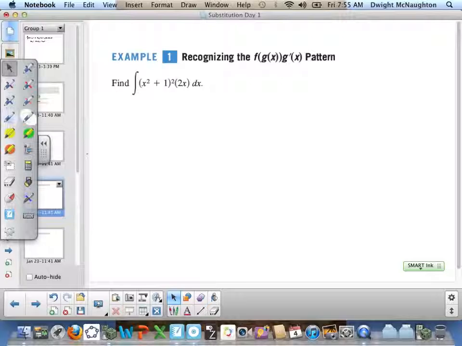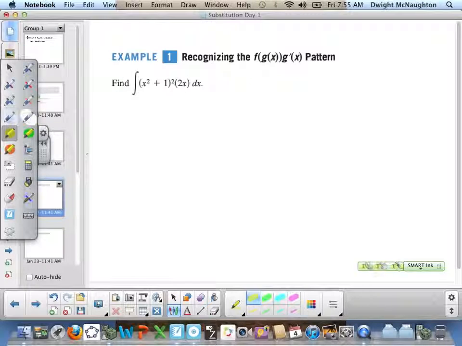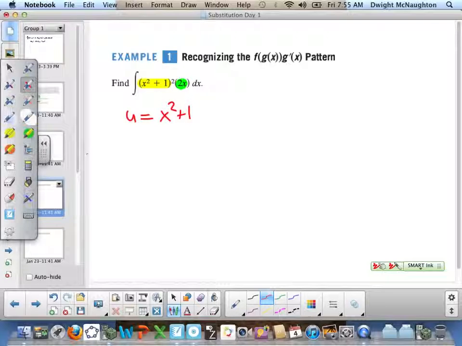All right, so our first example, we want to recognize the pattern. Find the antiderivative of (x squared plus 1) squared times 2x with respect to x. First off, recognize we have a function inside of the square, and that the derivative of that function is outside. That means we can use substitution. Now to do substitution, I need to pull out my inside function. My inside function is x squared plus 1. So I'm going to substitute u in for x squared plus 1.